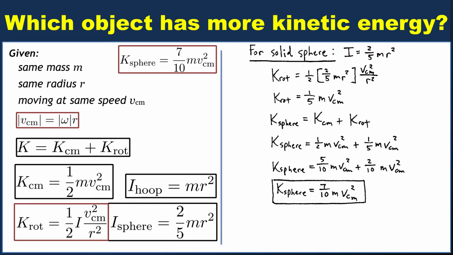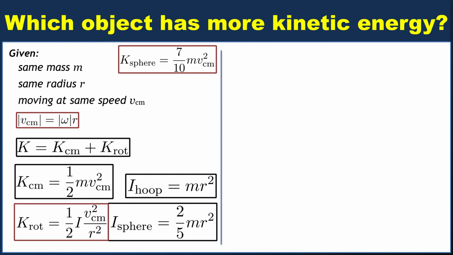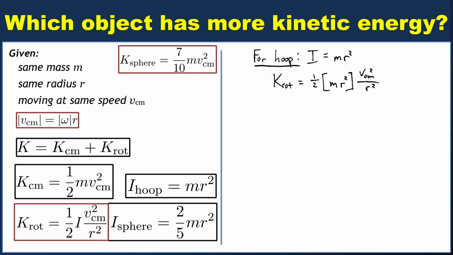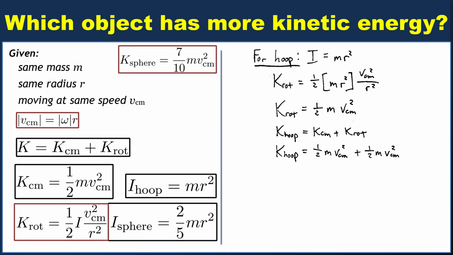Now let's do the same exercise for the hoop. So for the hoop, the moment of inertia is different. It's I equals m r squared. So we substitute that into the expression for the rotational kinetic energy to find that the rotational kinetic energy of a hoop is 1/2 m v_cm squared. The total kinetic energy associated with the hoop's motion is K hoop equals K_cm plus K rotational. So that's 1/2 m v_cm squared for the motion of the center of mass, plus this expression we just found, 1/2 m v_cm squared, for the rotational kinetic energy.